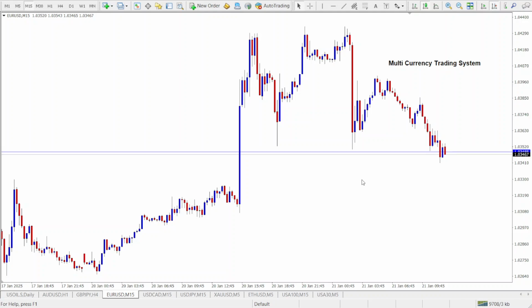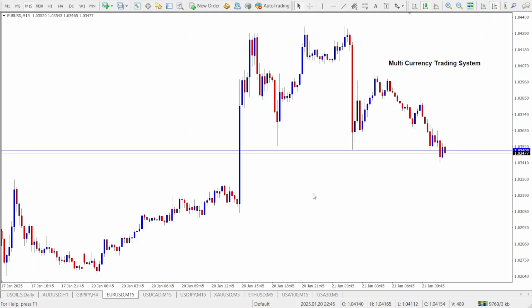Now, let us just quickly talk about how you can create this system. The first step is choosing the right currency pairs. It is very important. You would want to focus on pairs that have some correlation, either positive or negative. This means that when one currency moves, the other will follow in the same direction, which is a positive correlation. Or when the currency moves, the other currency will move in the opposite direction, which is what we call a negative correlation.